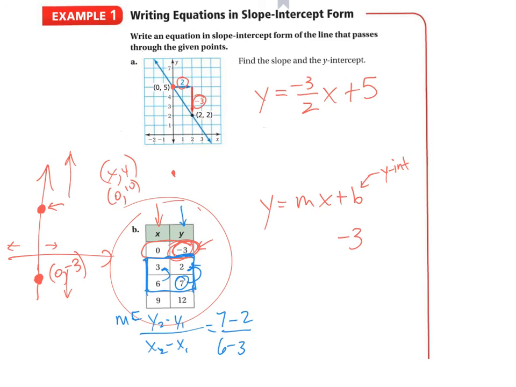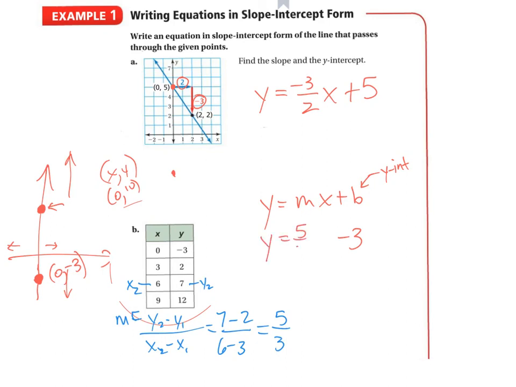Remember, it doesn't matter which one. Let me erase a little bit of this stuff. It doesn't matter which one of these 2 points I choose, and it doesn't matter which one I made y2, but since I made this 7 y2, this 6 has to be my x2. Does that make sense? Okay. So we have 7 minus 2 is 5, 6 minus 3 is 3. So my slope, if I go back up here, is equal to 5/3. And I'm done. 5/3 x minus 3 is my equation.